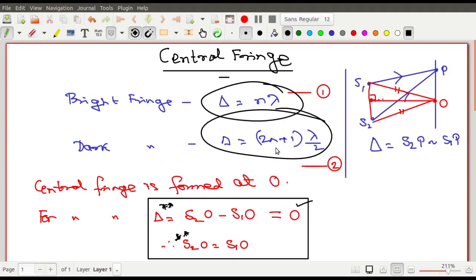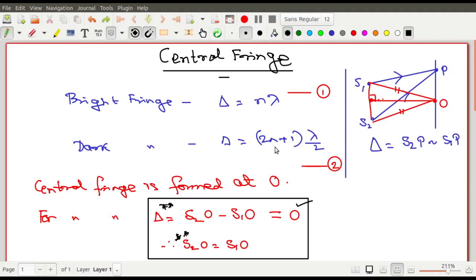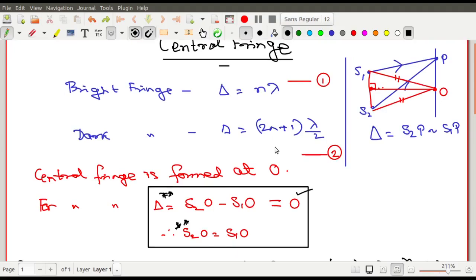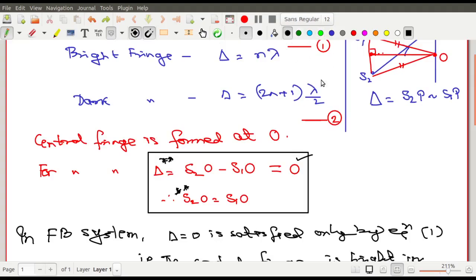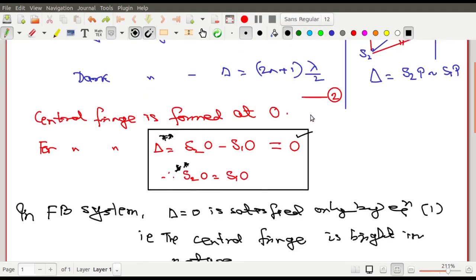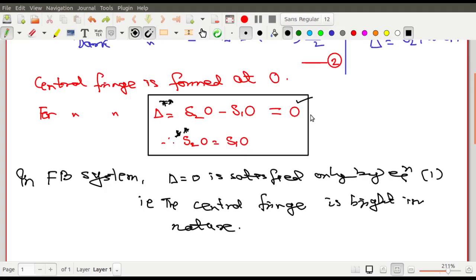In this class only, or maybe in the next, you will get an idea that the central fringe can be dark also under certain circumstances. You must have remembered another arrangement by division of wavefront, called the Lloyd's mirror arrangement. In the Lloyd's mirror arrangement you will see that the central fringe is dark, right? So what the central fringe will be depends on the condition, and it can be both bright and dark. The situation will show you. For the time being, remember that the Fresnel biprism system and the Young's double slit experiment are similar types of treatment.